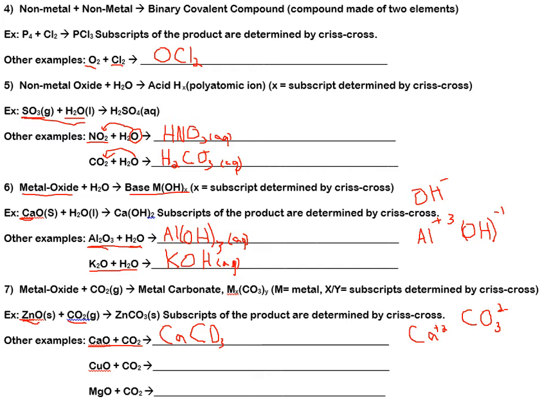So I'm going to do the magnesium oxide plus carbon dioxide. Check if you got magnesium carbonate, MgCO3. I did a crisscross between magnesium and carbonate. And you can try this one out here.